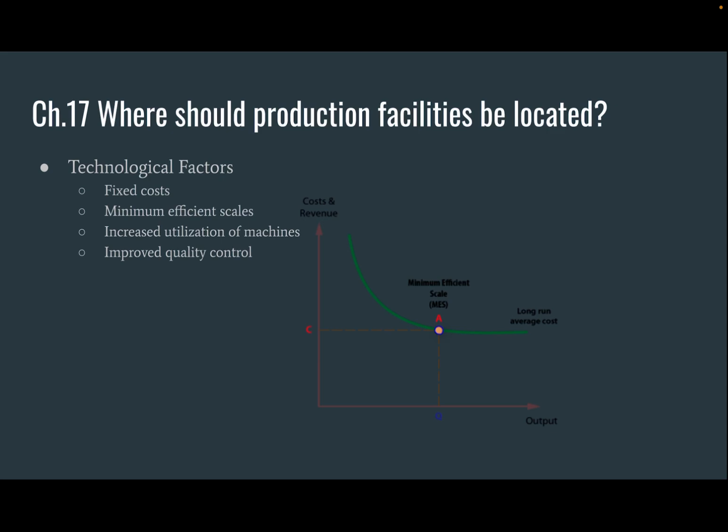If the fixed cost of a certain country is higher, that means they would have to pay more, which means that their business will be more expensive to run and maintain. Next would be minimum efficient scale.